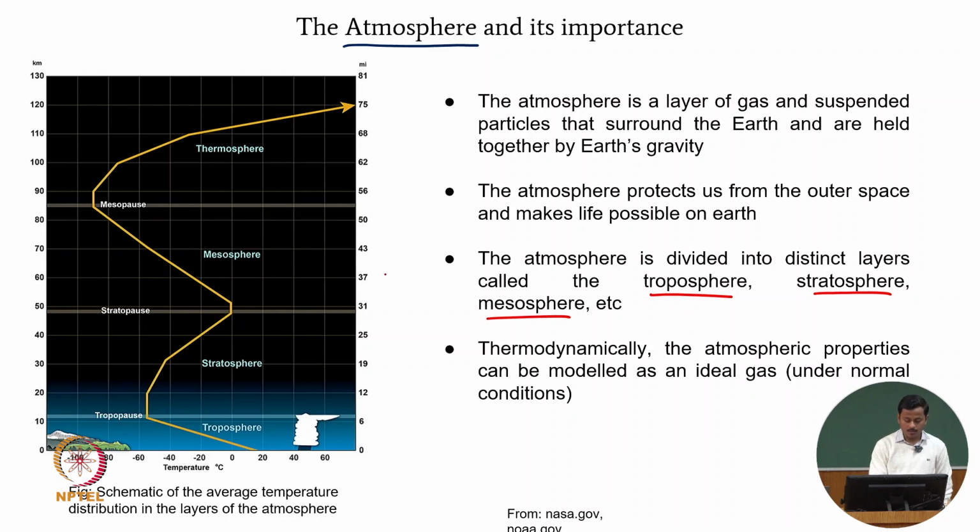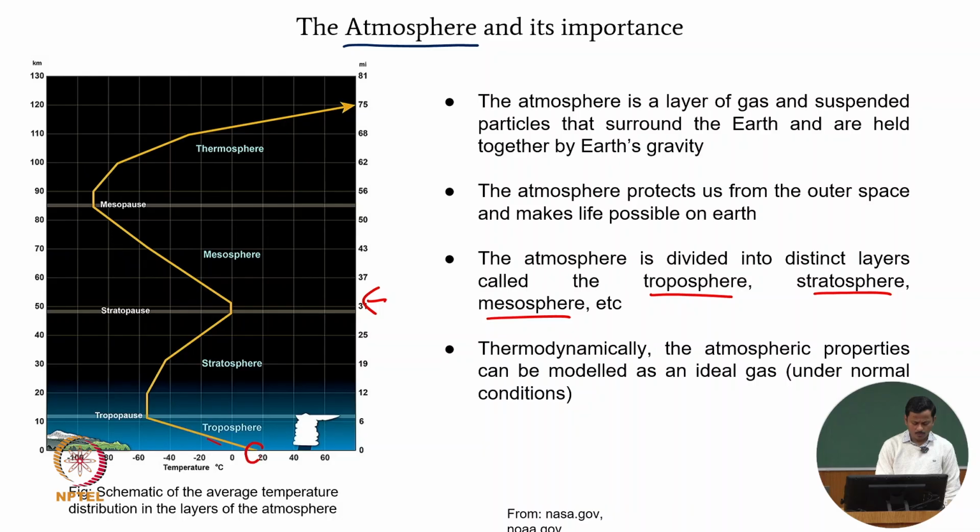So this, on the left hand side, is showing you a schematic of the different divisions that we have created in the atmosphere, in this case based on the temperature profile. So this yellow curve is showing you the temperature distribution in the atmosphere, as a schematic. So the atmosphere, as you can see, is a few hundred kilometers.